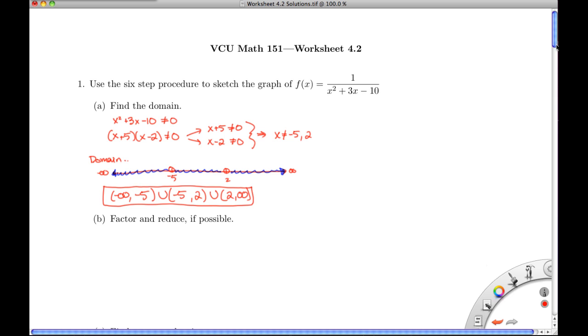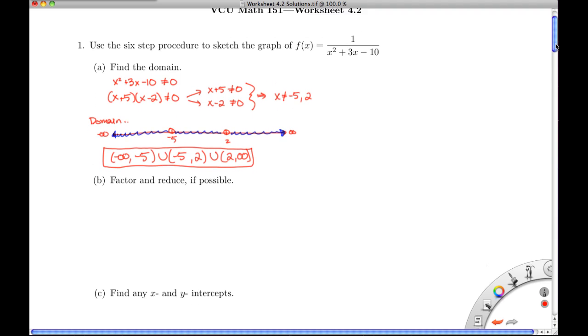Next, we're asked to factor and reduce this if possible. So we've actually already done the factoring, so we know that we've got f of x is equal to 1 over, and our denominator we determined factored as x plus 5 times x minus 2. So we look at this, there's really nothing to simplify, so we are done. So now we've got a rational function in its most simplified lowest terms. This is what we're going to work with for the rest of the problem.